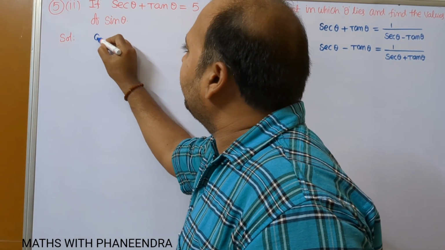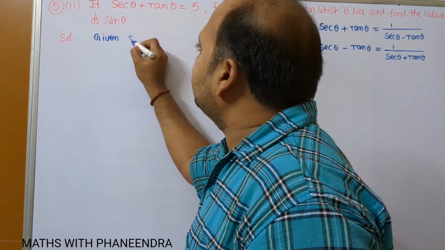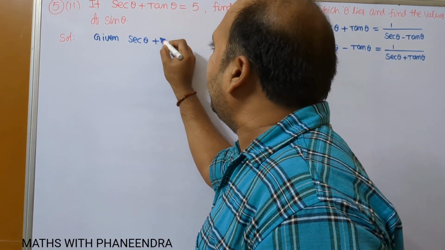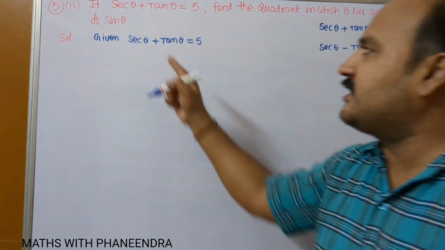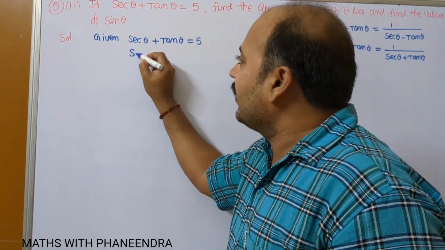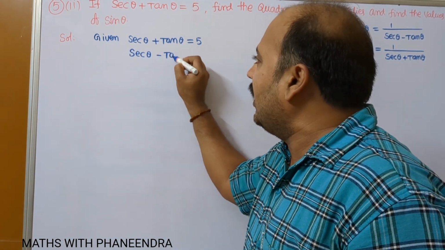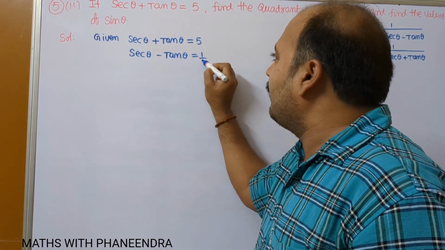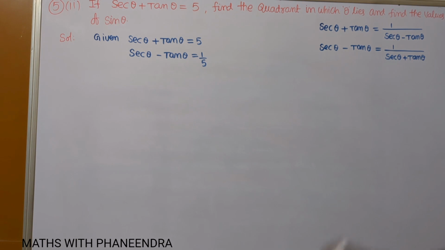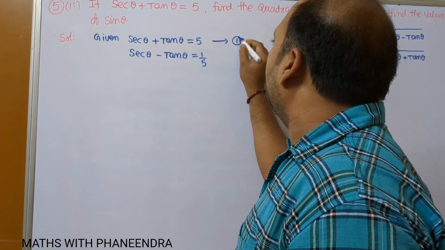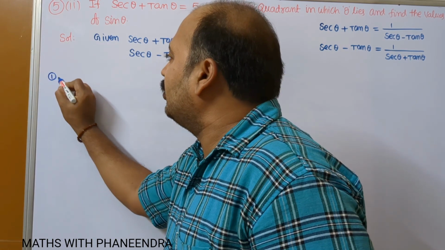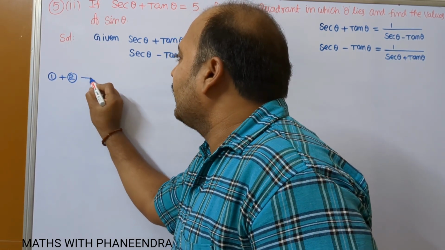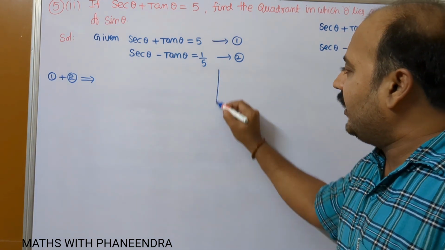In the given question, secant theta plus tan theta equals 5. So what value will secant theta minus tan theta have? Secant theta minus tan theta is equal to 1 by 5, the reciprocal itself. So this is equation number 1 and equation number 2, like in the previous problem. Now I am adding 1 and 2. Next we will do 1 minus 2 also.